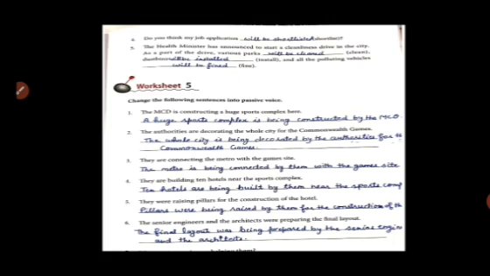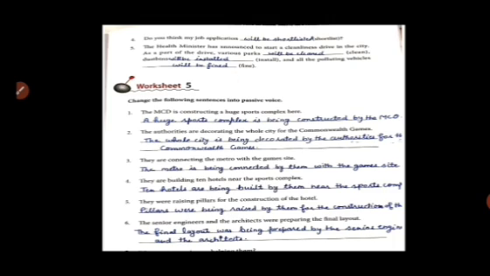We change object into subject and subject into object and use by. The authorities are decorating the whole city for the Commonwealth Games. The whole city is being decorated by the authorities for the Commonwealth Games. They are connecting the metro with the game site. The metro is the object. We convert metro into subject. The metro is being connected by them with the game site.